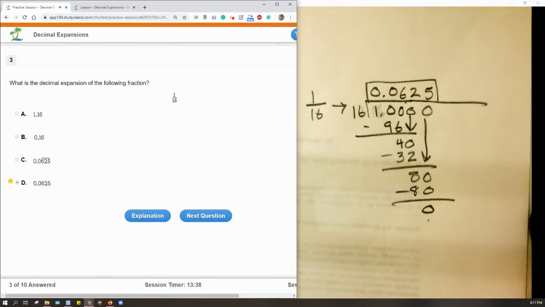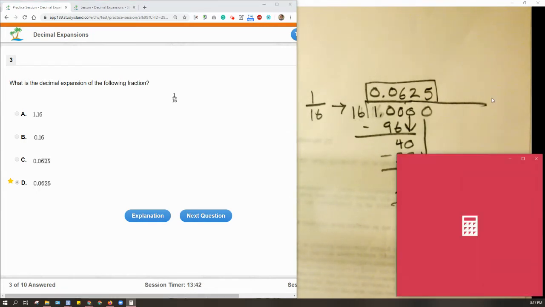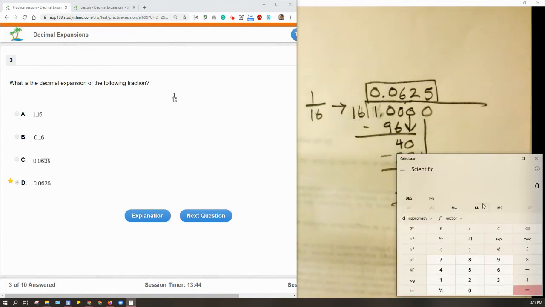If you need to double check your answers, or if you want to do this more quickly, it's okay for you to use a calculator. We live in a day and age where we know you have a calculator on you all of the time. 0.0625 you can find by doing 1 divided by 16. Double check your work, you get 0.0625.